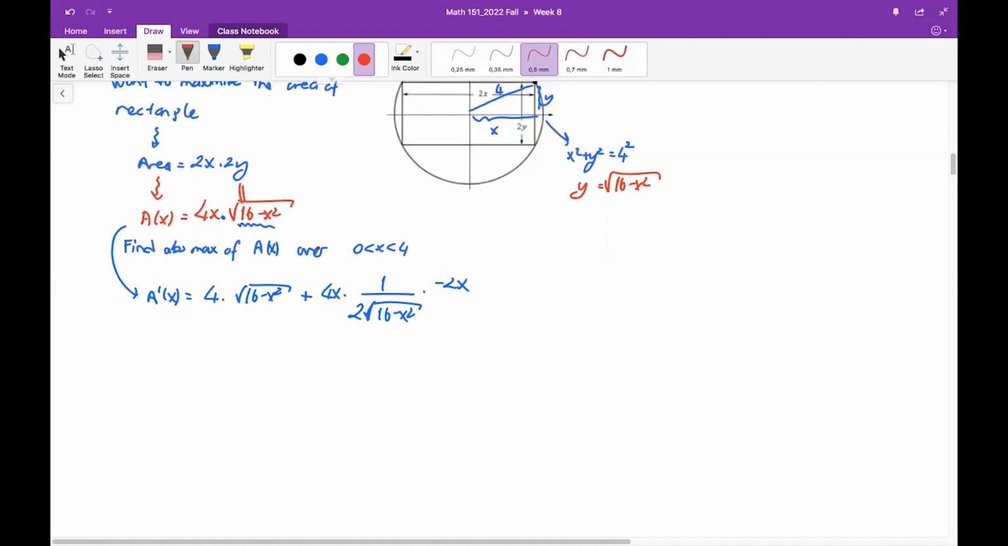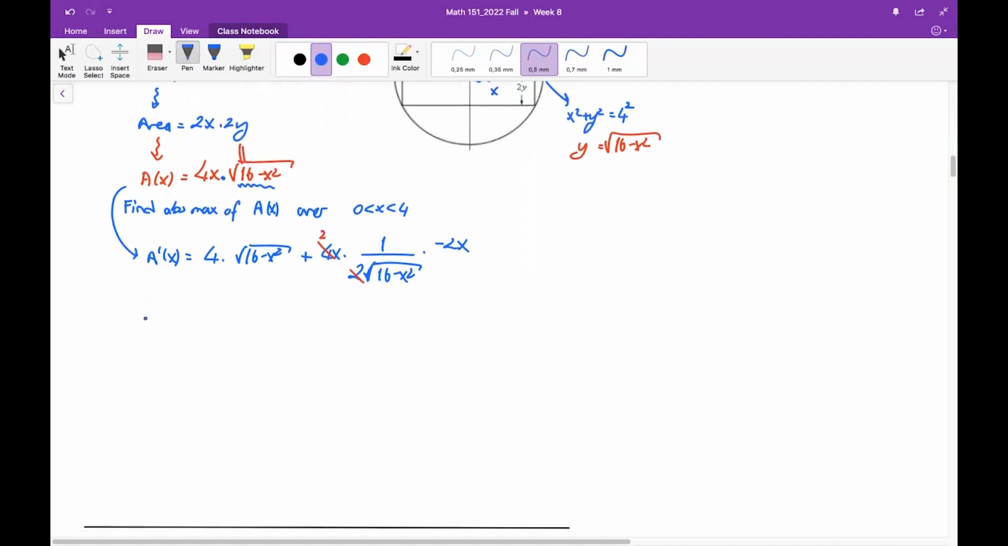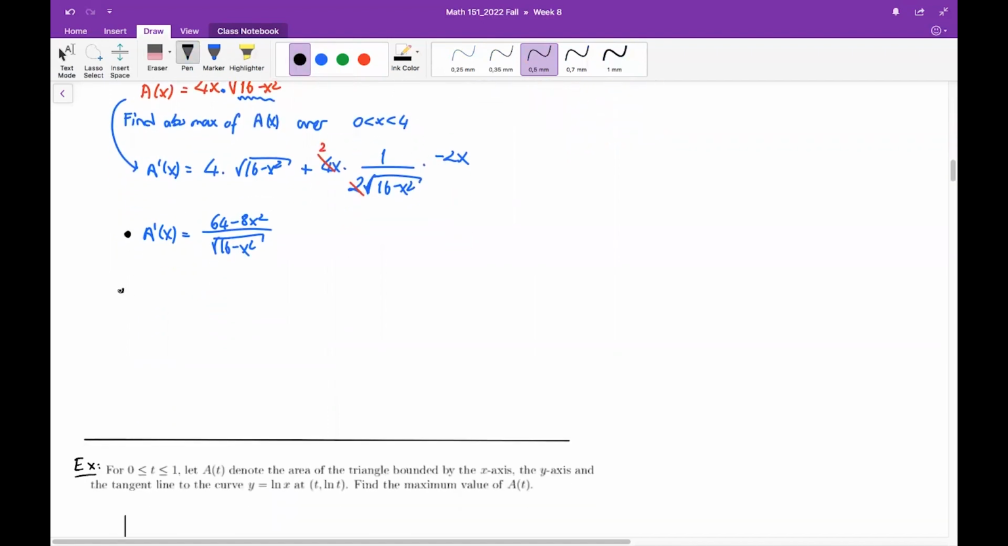Okay, then simplify things and then try to write everything over a common denominator. You can do that. If you do that, you will obtain this expression for the first derivative written over a common denominator. Okay, now I think after computing the first derivative, we are ready to find the critical points.